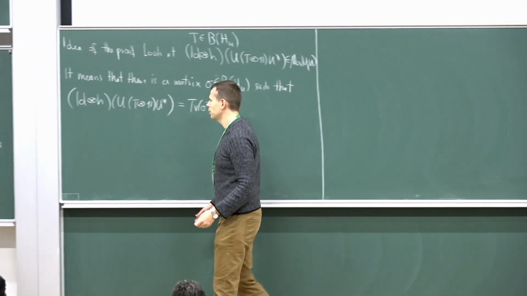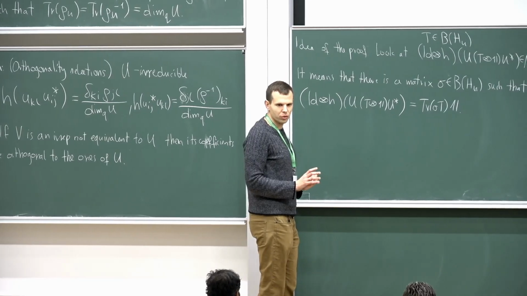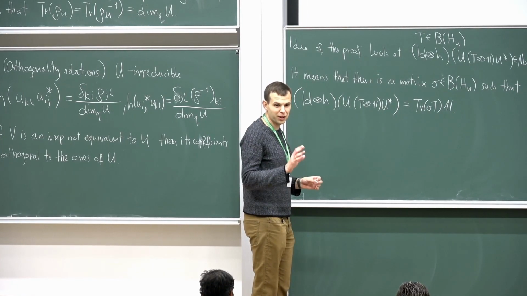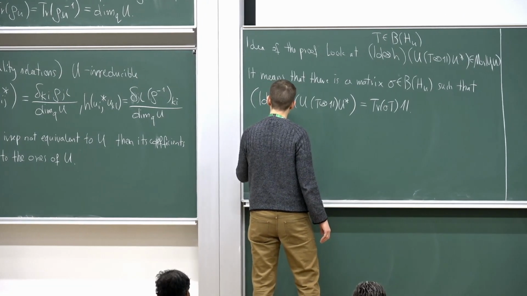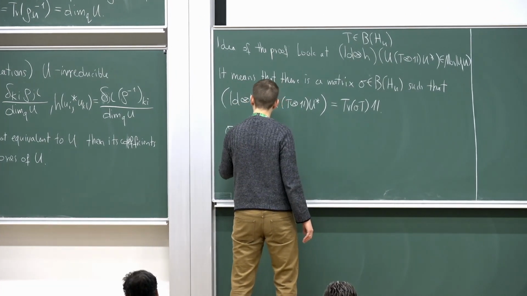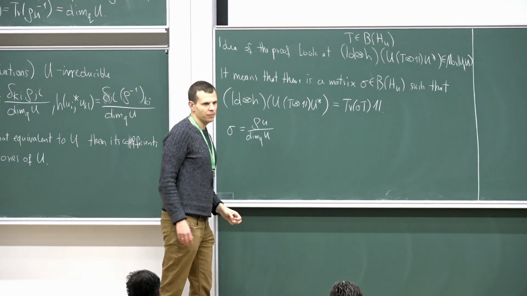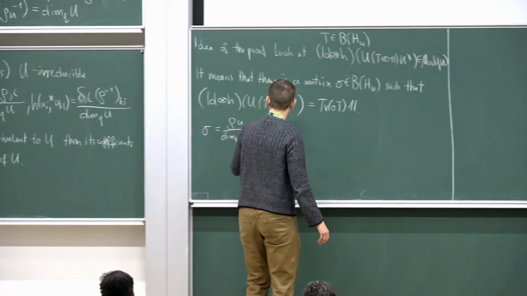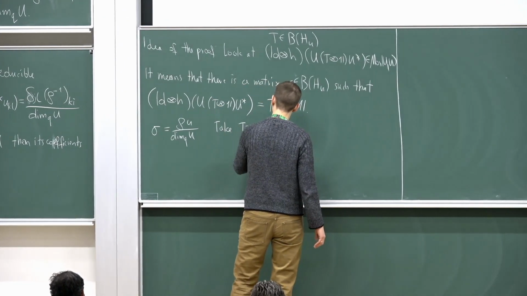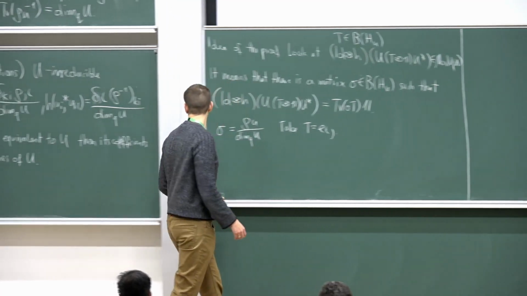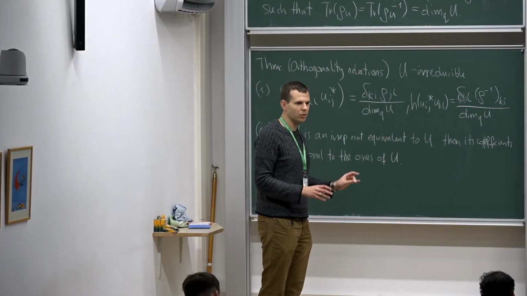Okay, and then by some nice computation, which is not trivial, but you can find it in Sergei's book, for example, sigma turns out to be equal to rho_U over the quantum dimension of U. And now take T equal to a matrix unit E_LJ to obtain this formula. You just compute it explicitly and you get the formula.